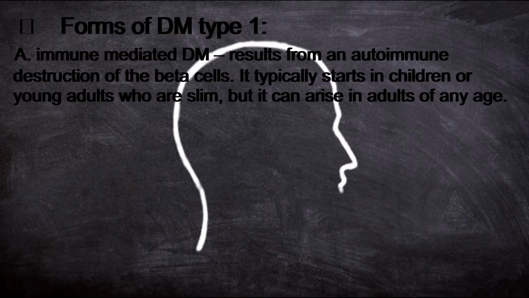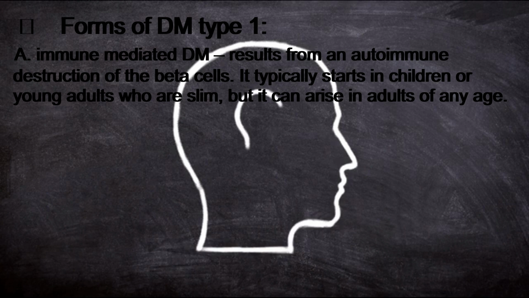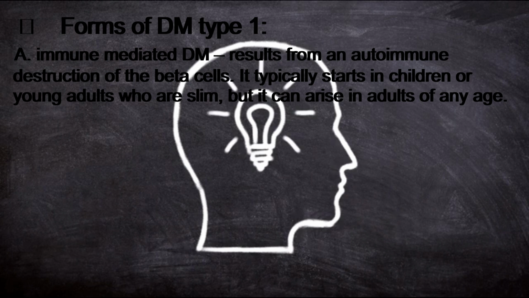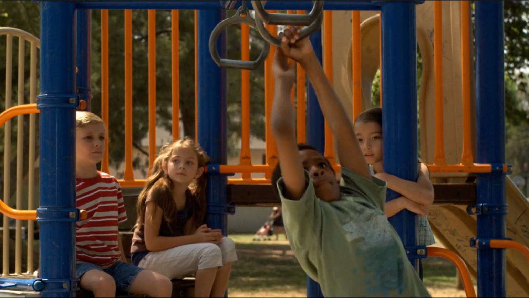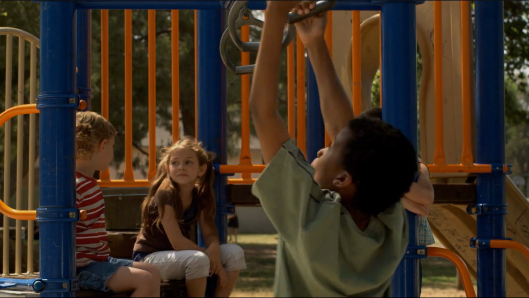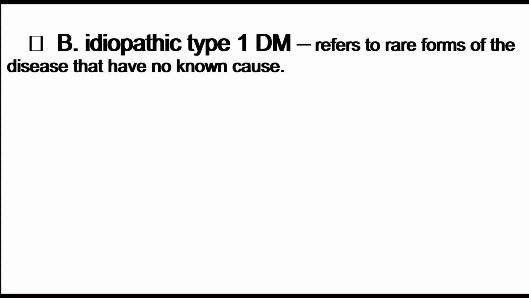A. Immune-mediated DM results from an autoimmune destruction of the beta cells. It typically starts in children or young adults who are slim, but it can arise in adults of any age. B. Idiopathic type 1 DM refers to rare forms of the disease that have no known cause.